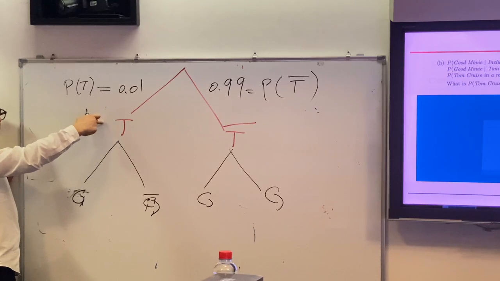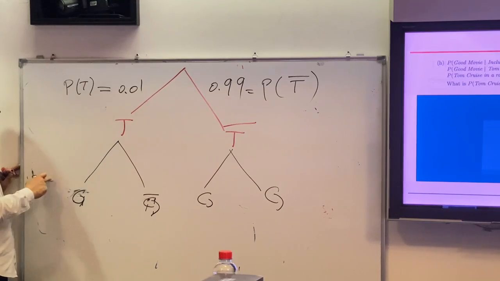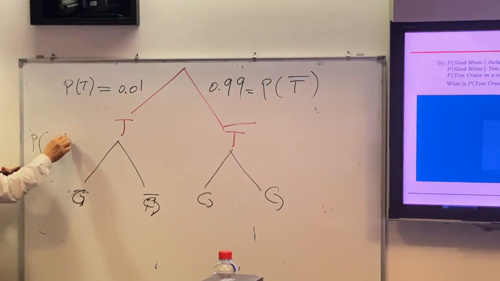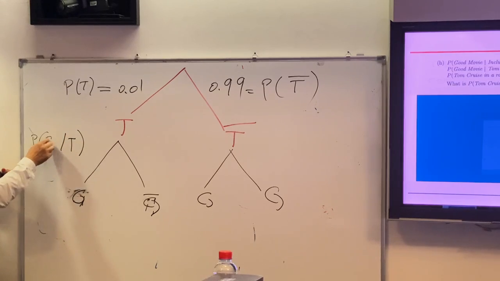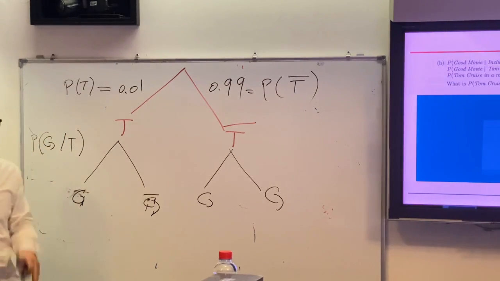Transition. Like being in the airport, here I'm going to this one, right? So it should be the probability of good given that Tom is in. What is the probability of good? Is it given here?